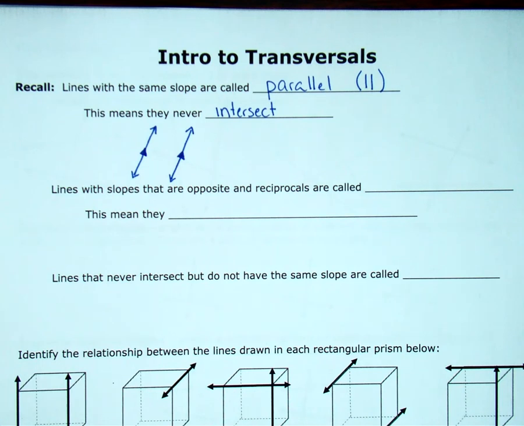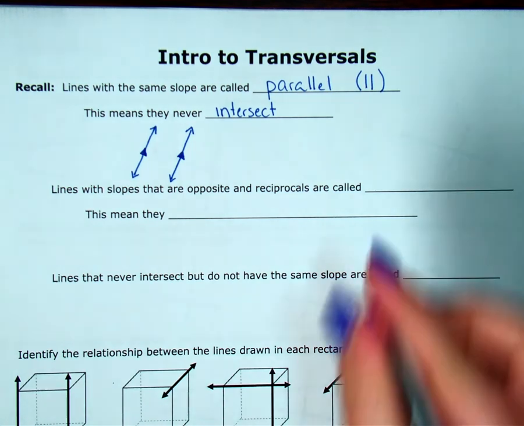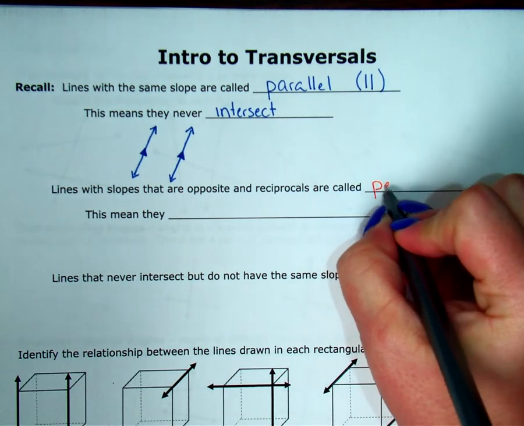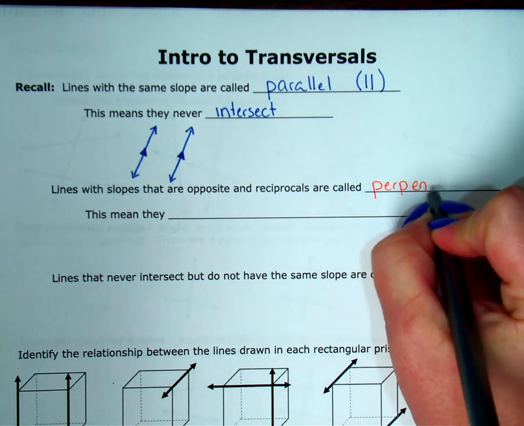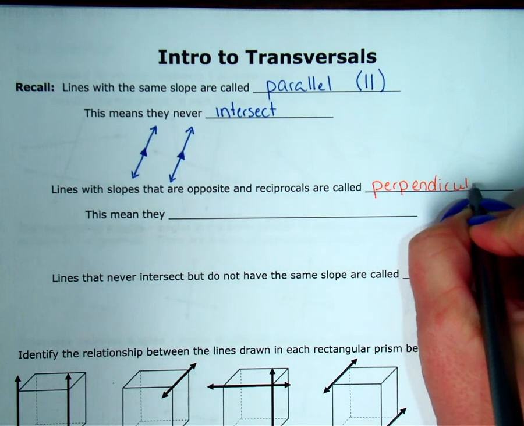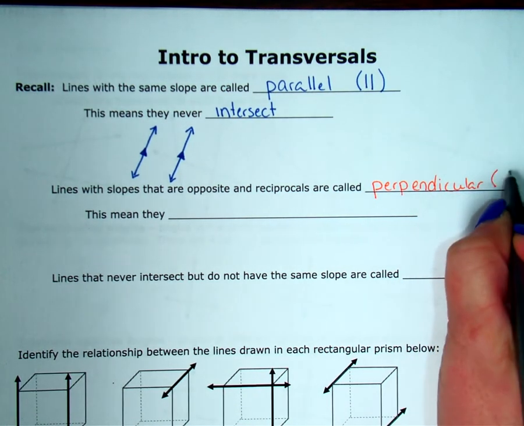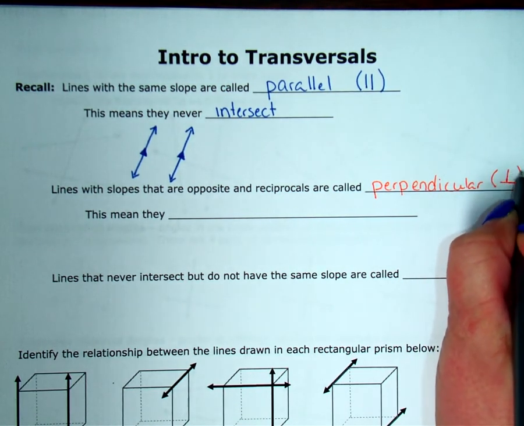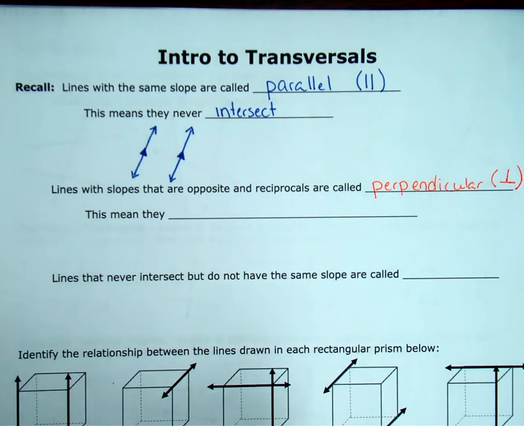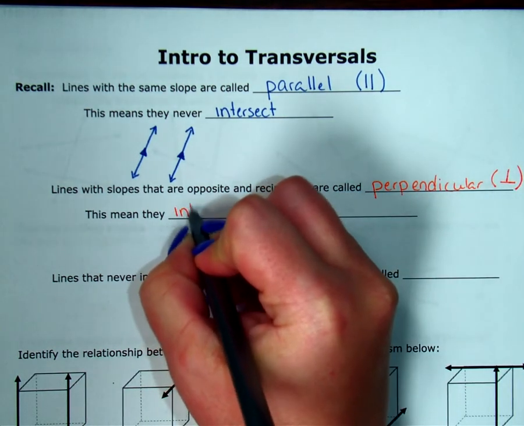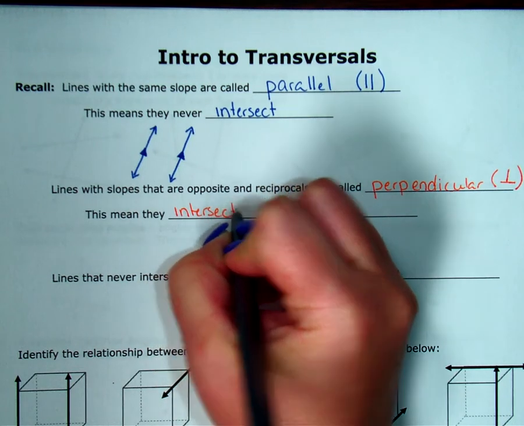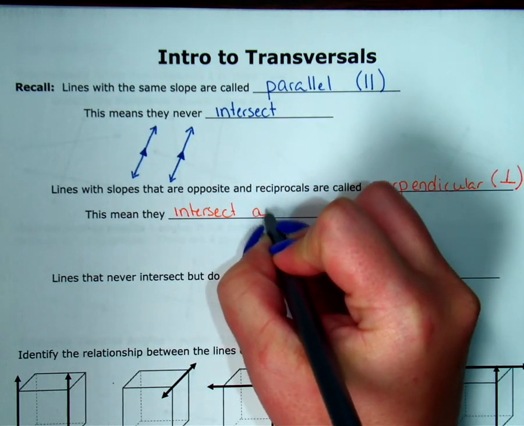Then we talked about lines that have slopes that are opposite, meaning one's positive, one's negative, and they're reciprocals, meaning the rise over the run have been switched. We said that these lines are called perpendicular. And we know the symbol for perpendicular is an upside down T. This means those lines are going to intersect at a 90-degree angle.